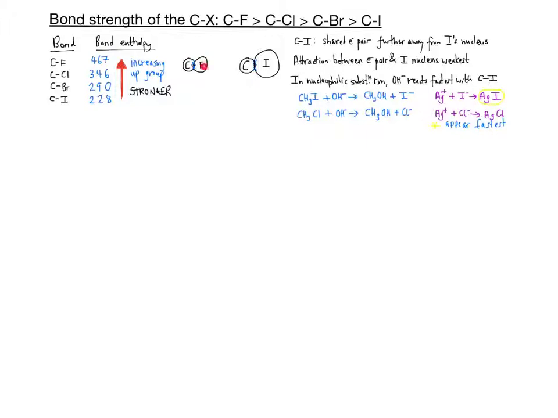So the C to the F is very close to the bonding pair of electrons. The I's nucleus is significantly further away from the bonding pair of electrons. So the attraction between the nucleus of the iodine and the shared pair of electrons is weakest in the C-I. Now this then leads to a very fast nucleophilic substitution reaction when the hydroxide reacts with the C-I very quickly and breaks the C-I bond most effectively with the hydroxide nucleophile.